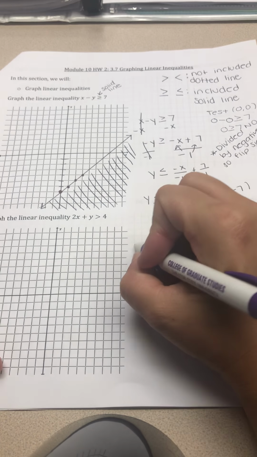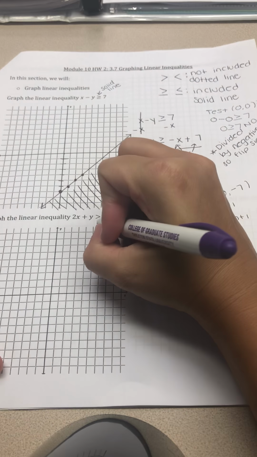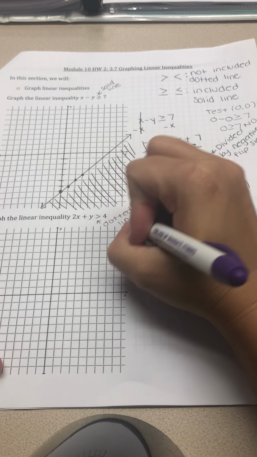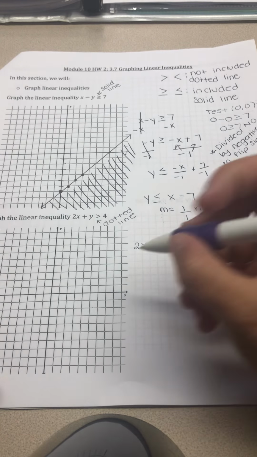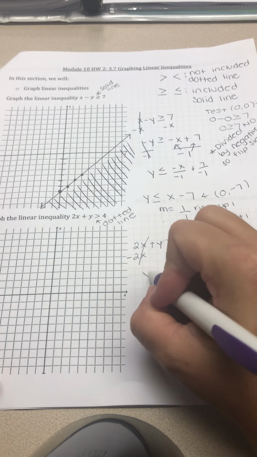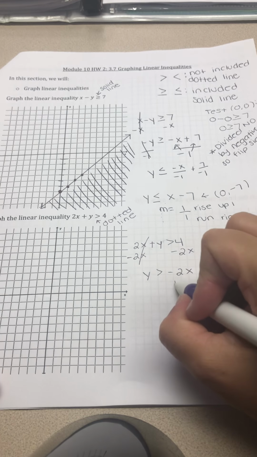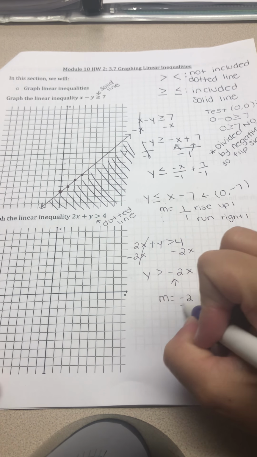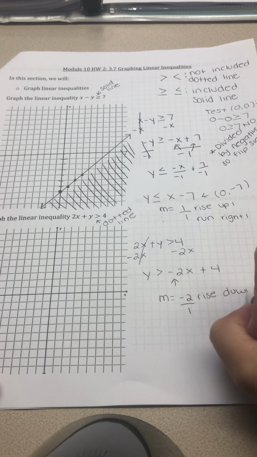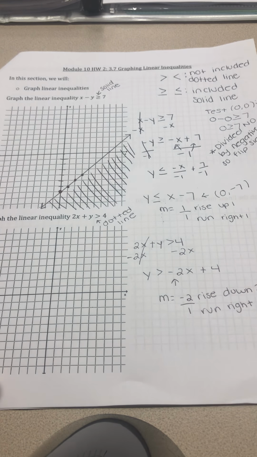Same thing for the next graph. 2x plus y is greater than 4. This one, just greater than, so that means we're going to have a dotted line. Those points on that line are not included. I'm going to solve for y to get it in slope-intercept form, so I'm going to subtract 2x. y is greater than negative 2x plus 4. That means our slope is negative 2, which is negative 2 over 1. That means we're going to rise negative 2 or go down 2, and we are going to run 1, which means go to the right 1.